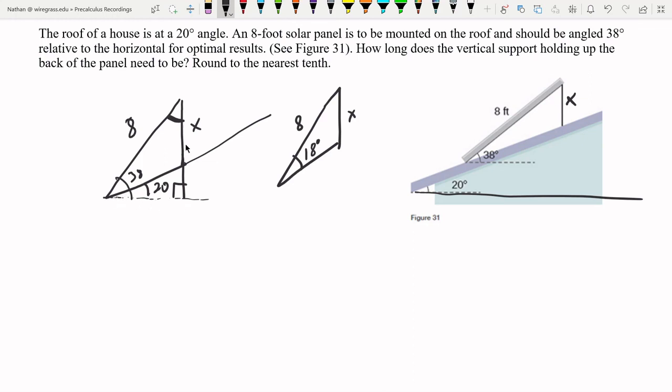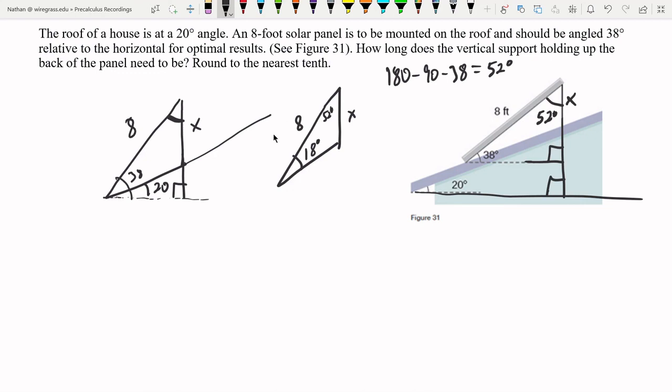But I can create a right triangle out of this horizontal. I'll just show you on the drawing here, right? This is a horizontal. If I continue it this way, this is also horizontal. That means this one has to be 180 degrees minus 90 minus 38. And that gives me 52 degrees. Okay.